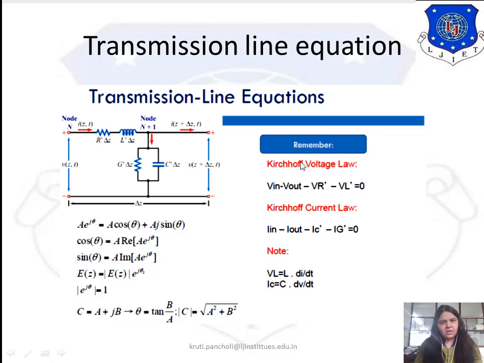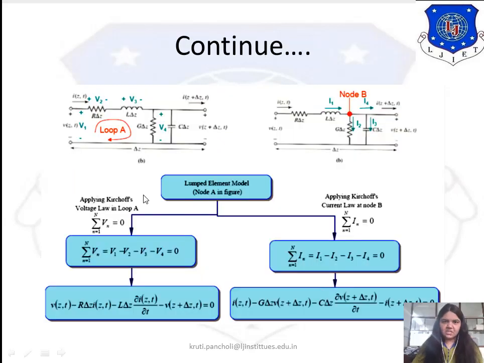Similarly, I can apply the KVL for the loop as well as the KCL for the particular node. When you find the voltage across the inductor, it is L into di by dt. The current across the capacitor is C dv by dt. So these are the general rules that I described for any transmission line. So we will take the transmission line and find the KVL and the KCL to find the solution of this circuit.